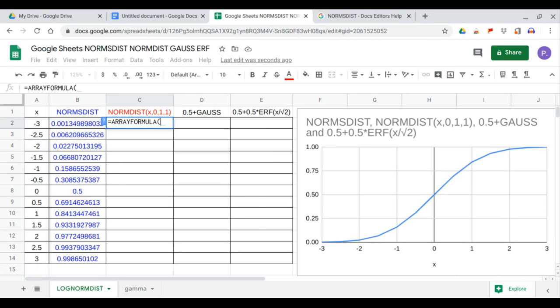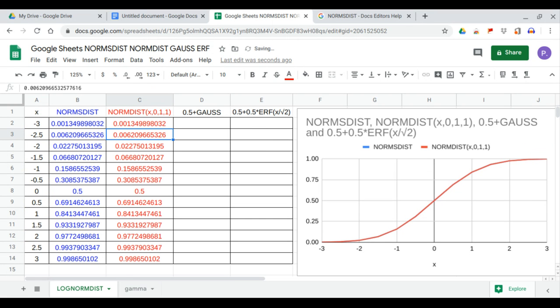Array formula, NORMDIST for x, and our mean is 0, and 1 for the standard deviation, and 1 because it's the cumulative distribution. We can use the GAUSS function.